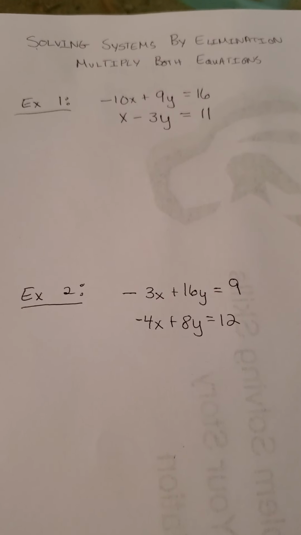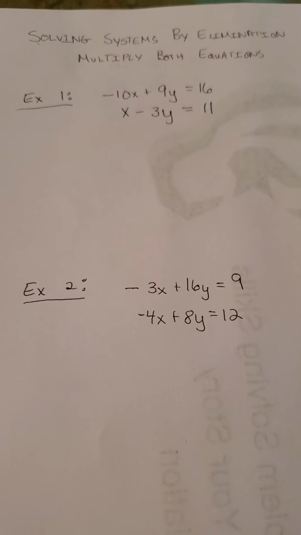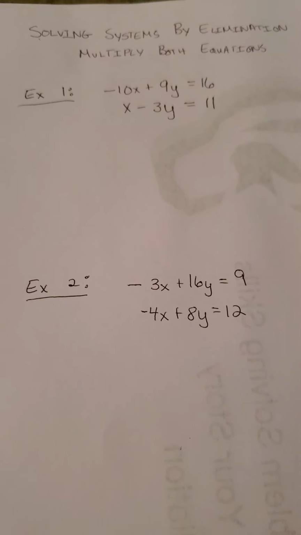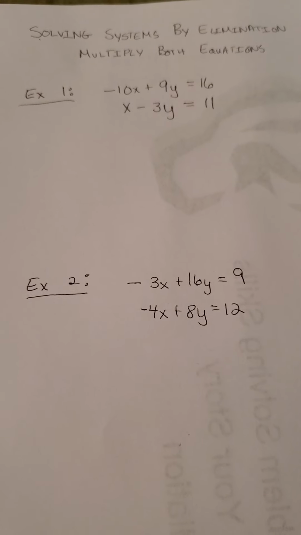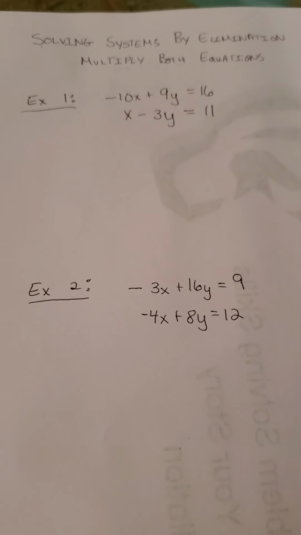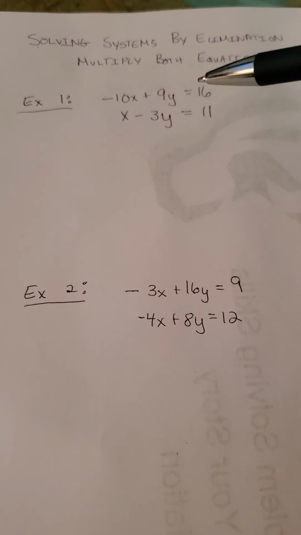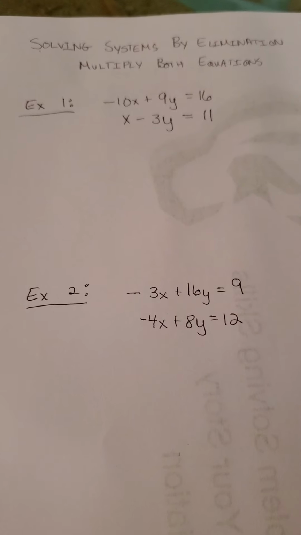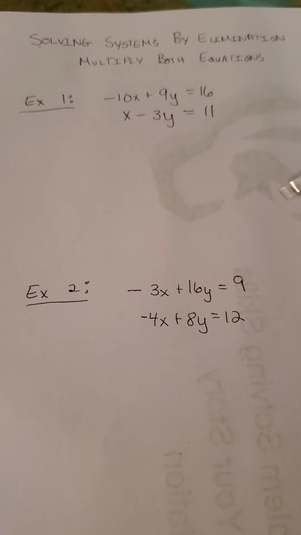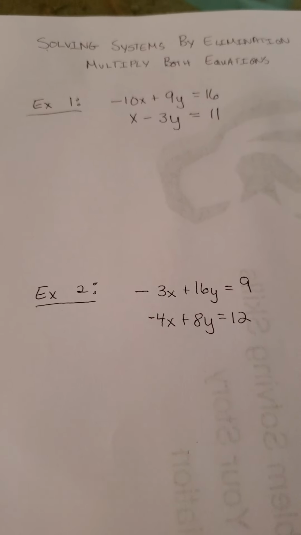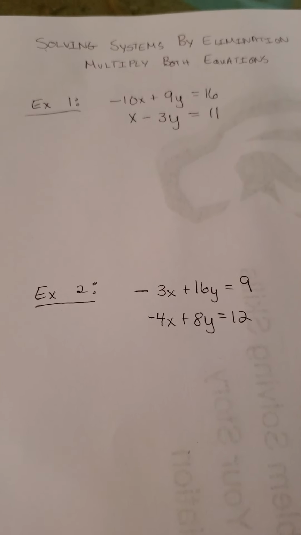Okay, so this time we're going to do some solving systems by elimination, and we have to multiply both equations to get rid of one of our variables. As you can see, this time we don't have coefficients that are the same to be able to eliminate pretty much right away, or just multiply by a -1 to be able to eliminate. So we have to get the same coefficient for the variable we want to eliminate.